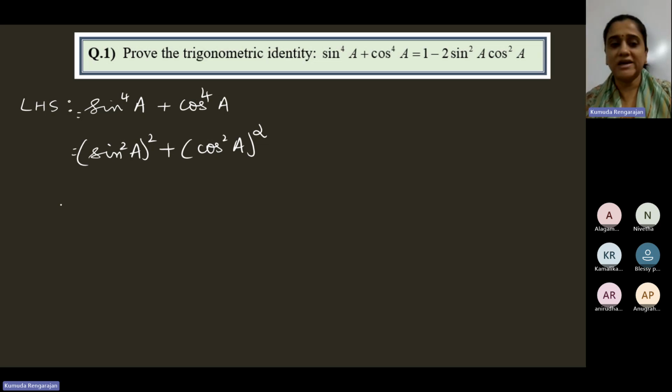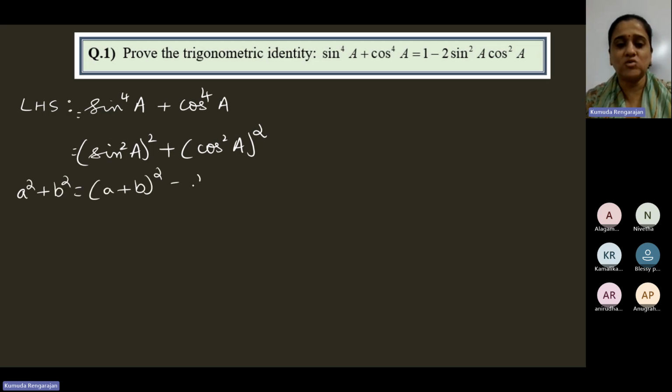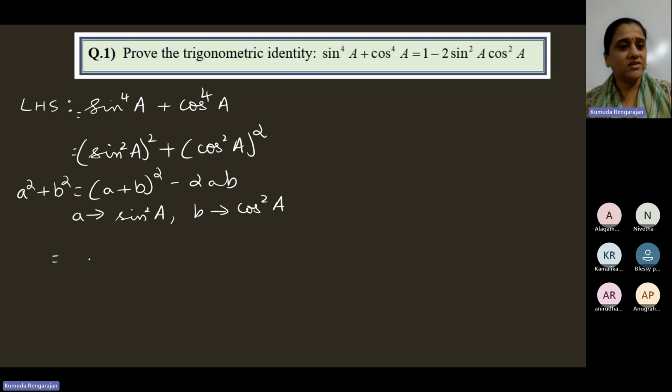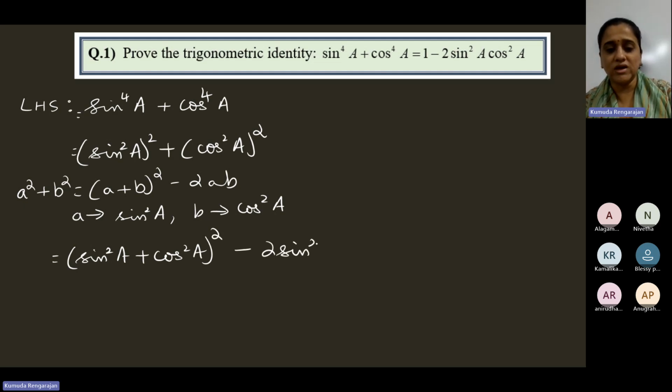Now this is of the form A square plus B square. So this can be written as A plus B the whole square minus 2AB. Using this identity, what is your A here? Sine square A. And what's your B? Cos square A. So A square plus B square is this is your A plus this is your B, the whole square, minus 2AB. In place of A and B, we're using sine square A and cos square A.